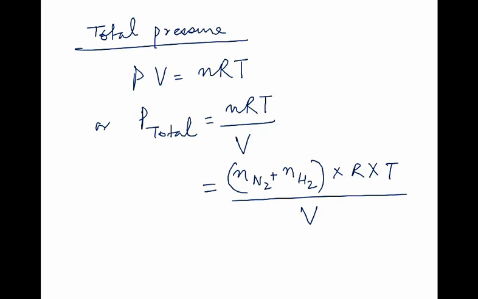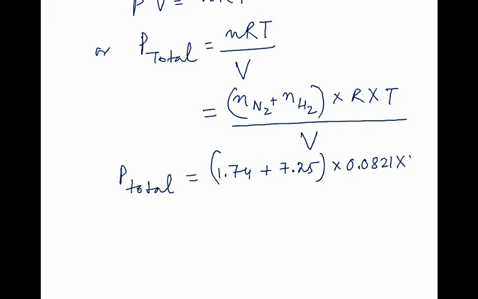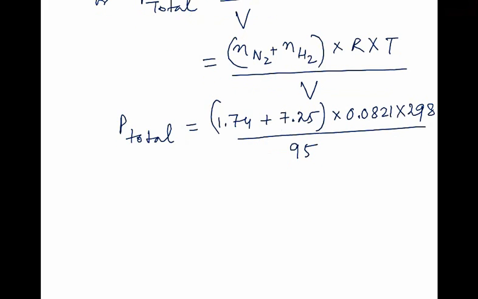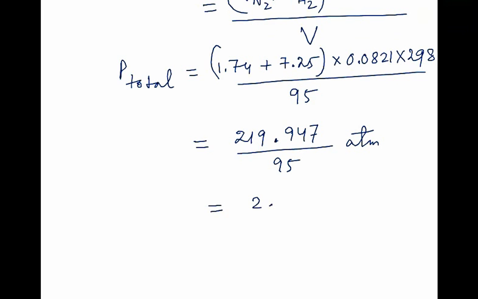So now if we substitute the values in this particular equation, what shall we get? So P total becomes equal to 1.74 plus 7.25 multiplied by 0.0821 multiplied by 298, this whole divided by the volume, which is 95. So this gives you a value equal to 219.947 divided by 95. Unit of pressure will be here atmosphere. So this is equal to 2.31 atmosphere.